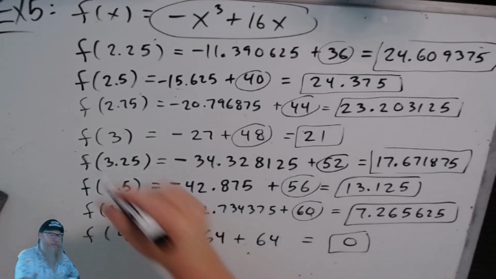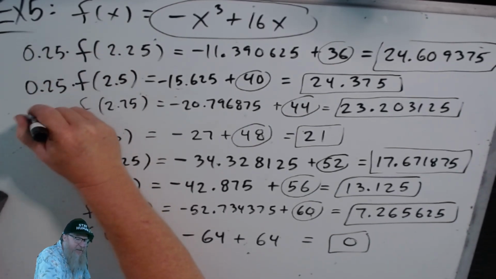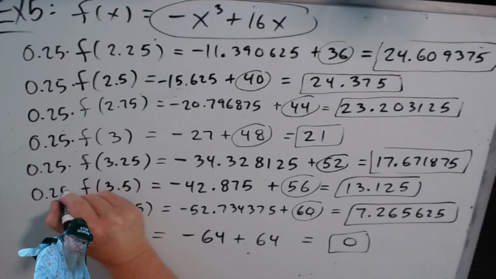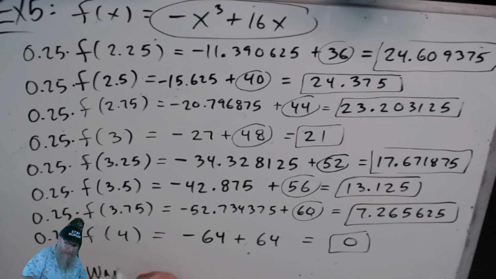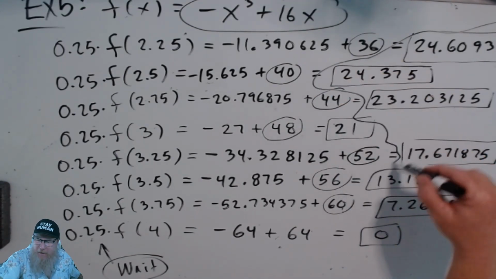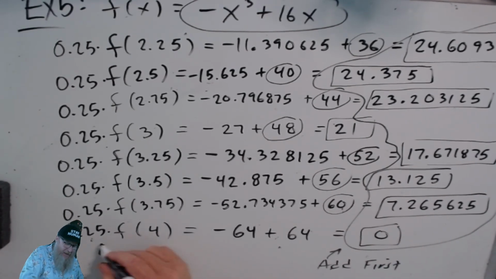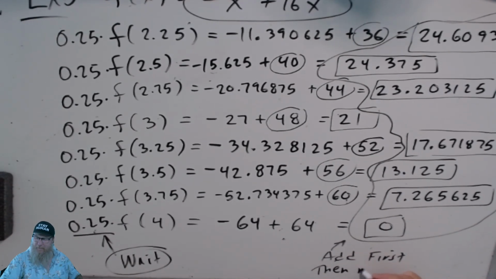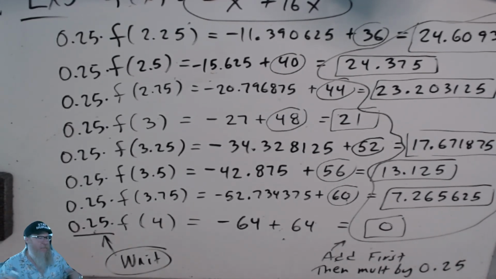All right, so here's the deal. All of these are multiplied by 0.25, right? I was saving that till the very end. Because those are all the same, you can add all of these together first, then multiply by 0.25. Or you could divide by 4, the same thing.